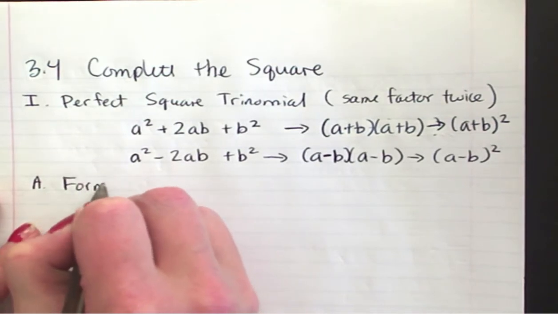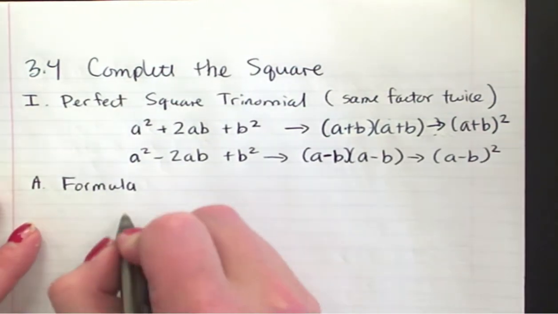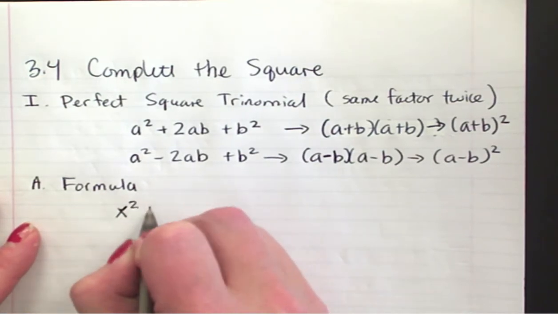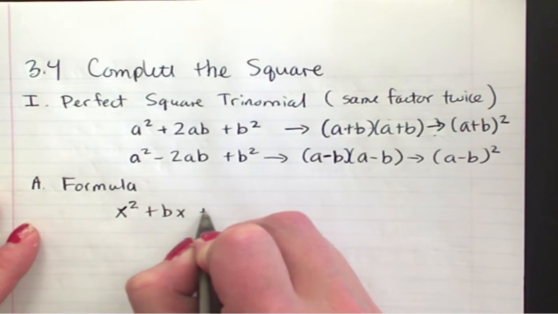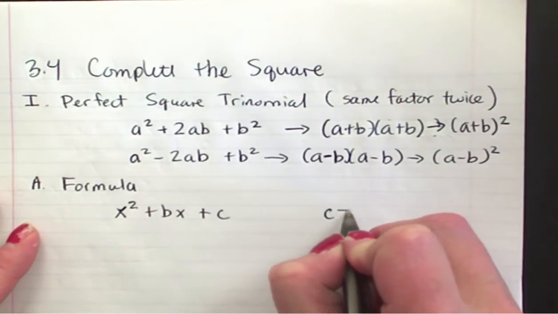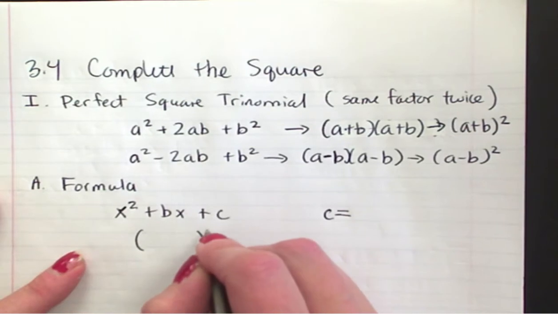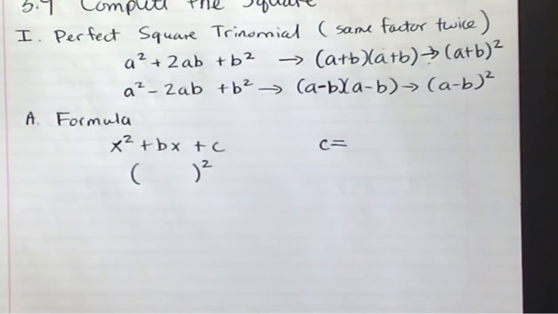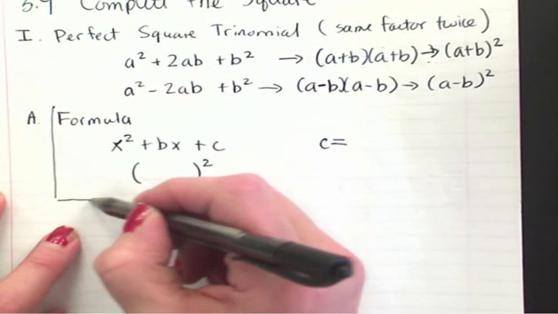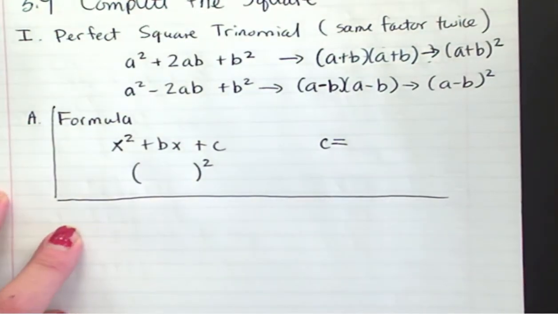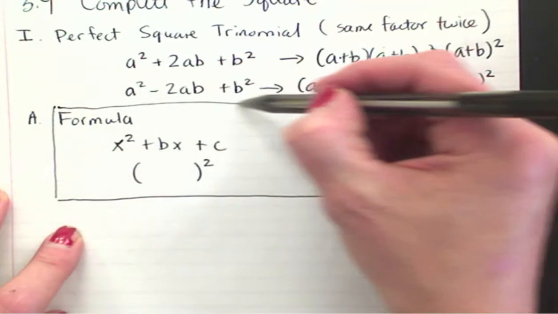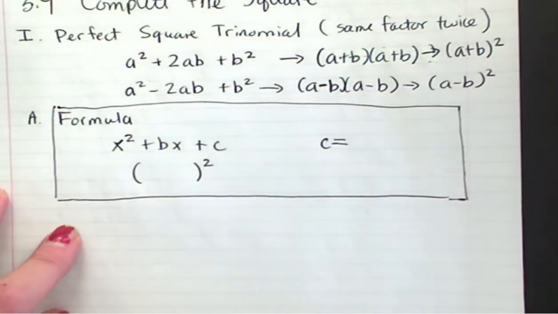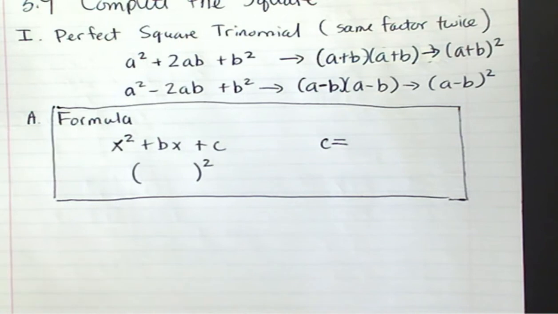Okay. Formula. X squared plus bx plus c. So c equals. We're going to leave a little bit of space here, and we're going to do some examples and develop the formula. And then we'll come back and write it. Giving you a formula without explaining it is not very useful, because then you just have to memorize it and you're not going to remember it. So we're going to develop it first.